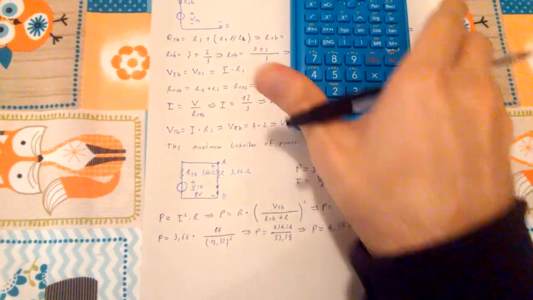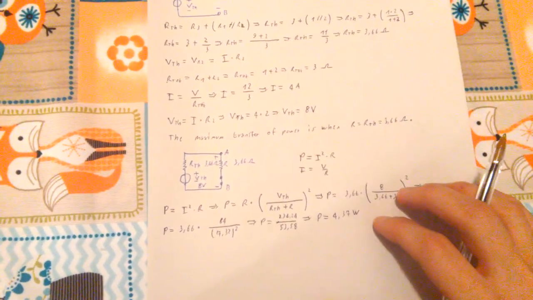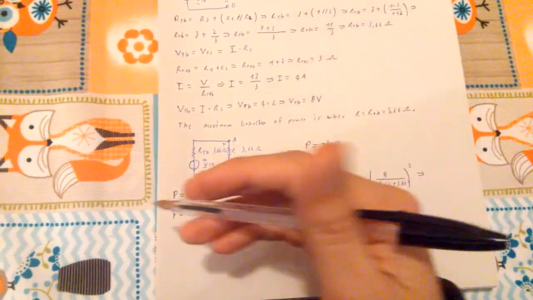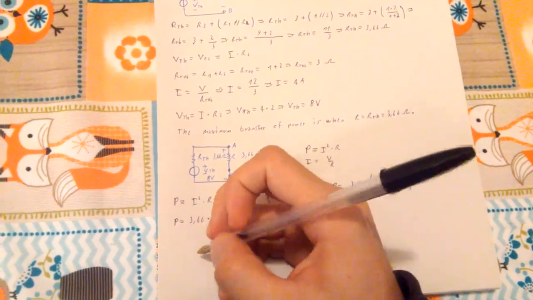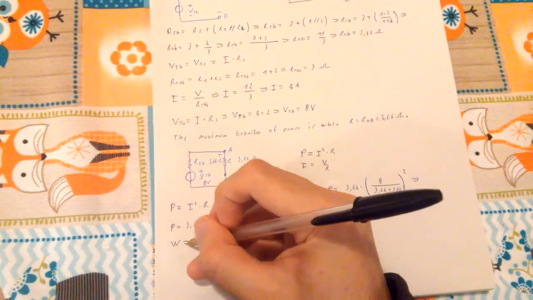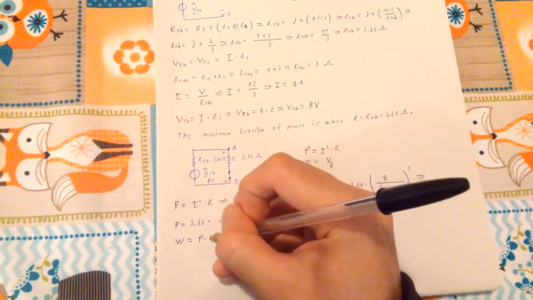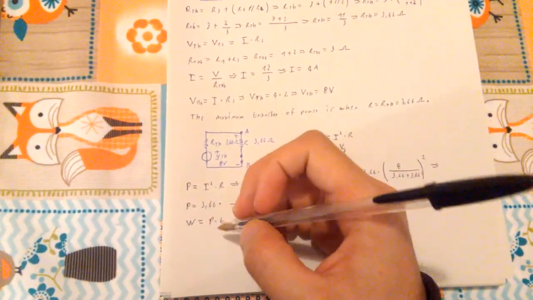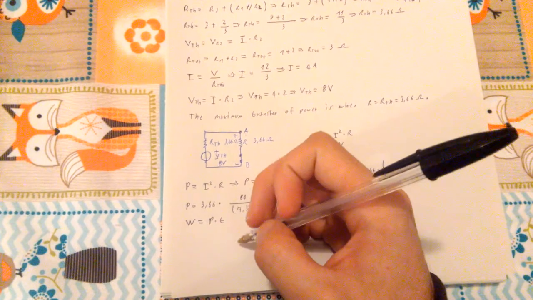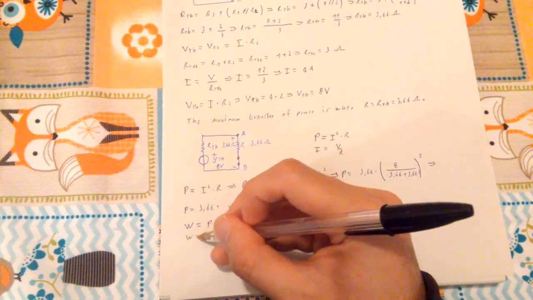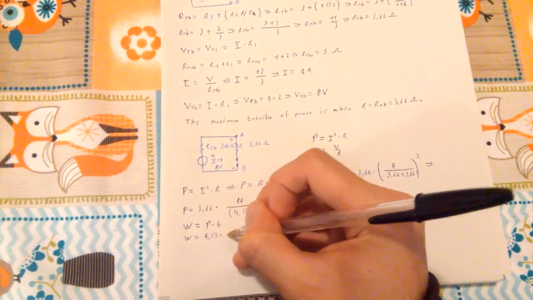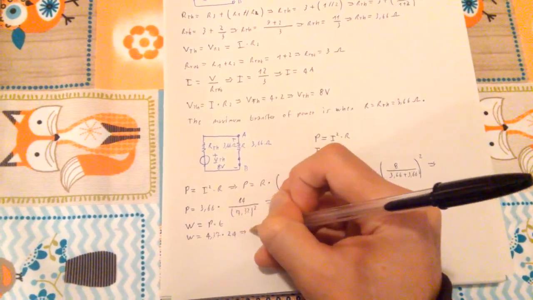Now I'm almost there because I only have to find the energy. So the energy is going to be P times T. So the energy in 24 hours, which was what the problem was asking us. So W is actually going to be the power, so 4.37 times the time, so 24 hours.